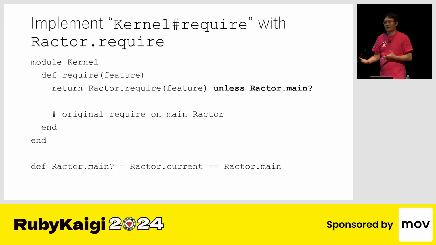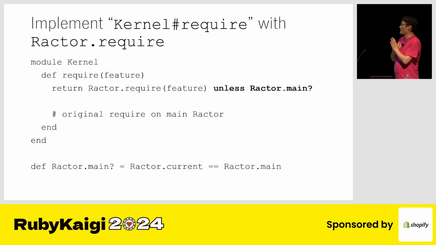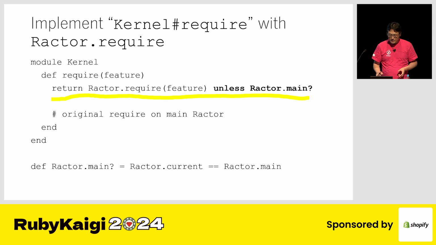So we prepare Ractor.require. We need to use this method from Kernel#require. The Kernel#require simply runs Ractor.require if the current Ractor is not the main Ractor. So we only need to add this line to the original require.